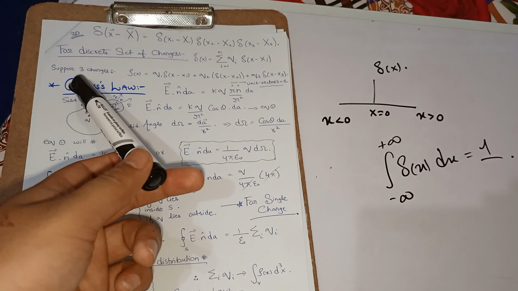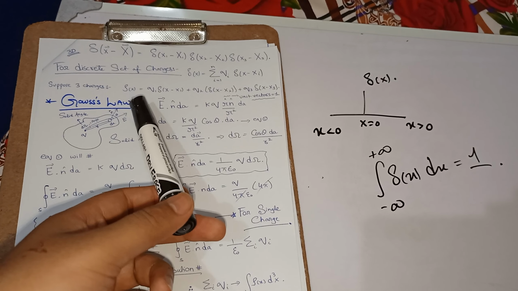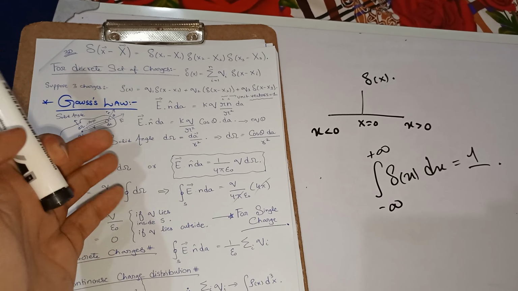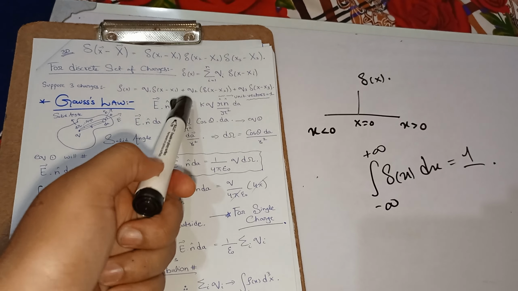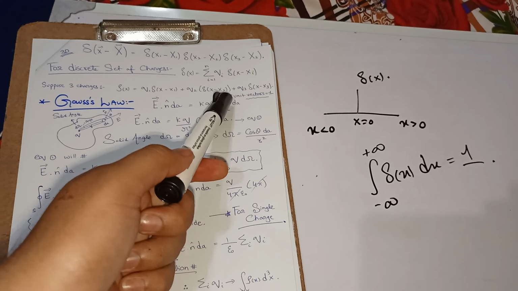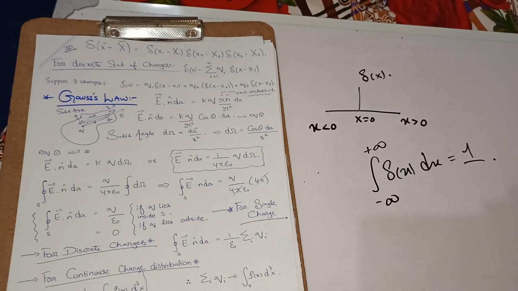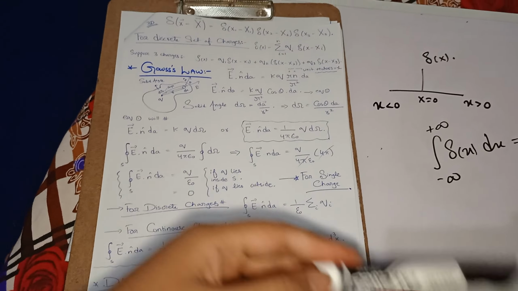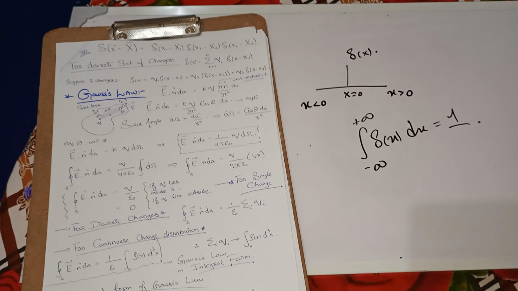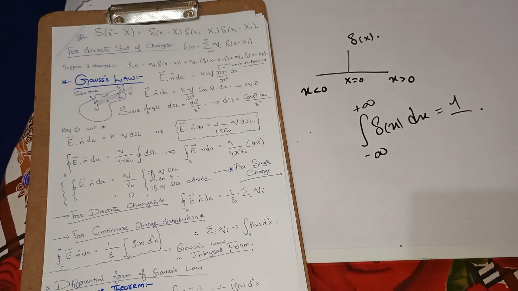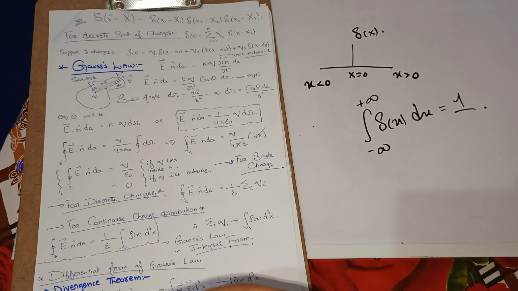Okay, if you have three charges, then your delta function distribution will become divided into three parts: q1 delta(x minus x1) plus q2 delta(x minus x2), similarly q3 delta(x minus x3) for the case of three charges, and so on for n number of charges. This is all about the concept of electric field we discussed in this lecture.